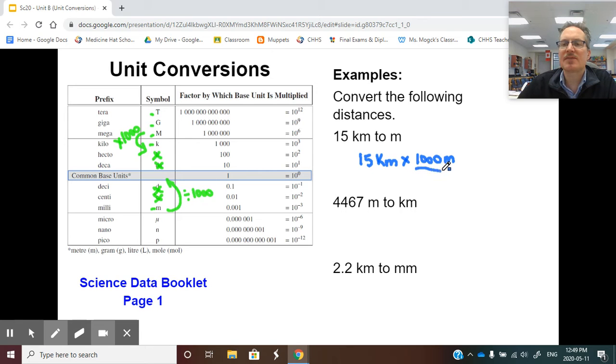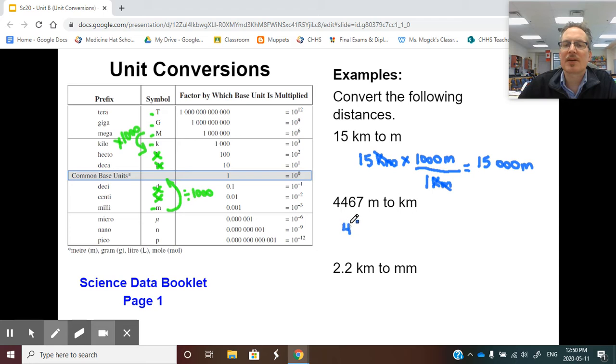And I always divide by the unit I want to get rid of. So we know there's 1,000 meters in 1 kilometer. So because I want to get rid of kilometers, I put it on the bottom so that I have kilometers on top, kilometers on bottom. They are going to cross out. Now when I take my calculator and I go 15 times 1,000, I'm going to have 15,000 meters.